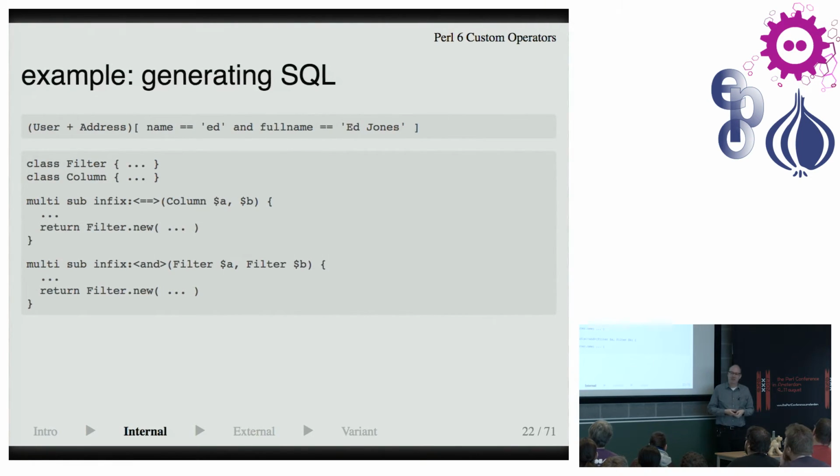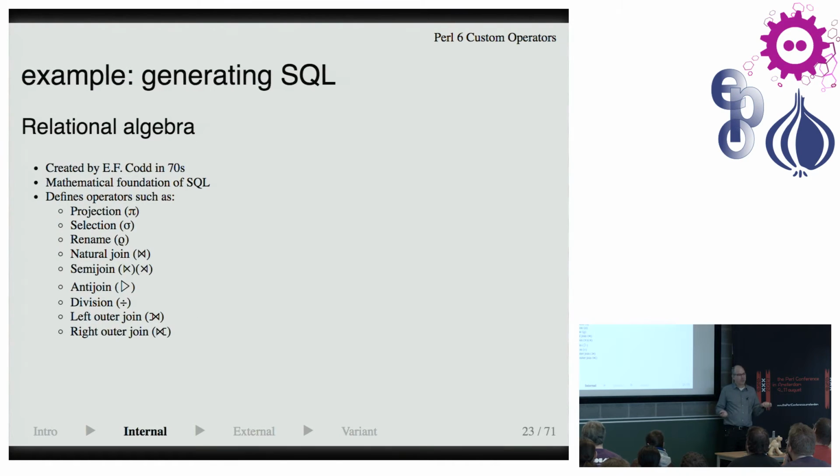But what I think is interesting is that although operators can be used to generate SQL, operators have already been used to express SQL. Namely, before there was SQL, there was relational algebra. So in the 70s, when E.F. Codd came up with SQL, he first started talking about the mathematics behind it and how you would express queries in this algebra. And he had definitions for things like projection, selection, rename, natural join, semi-join, all these things that we now use SQL to express.